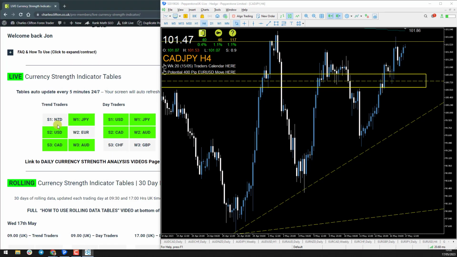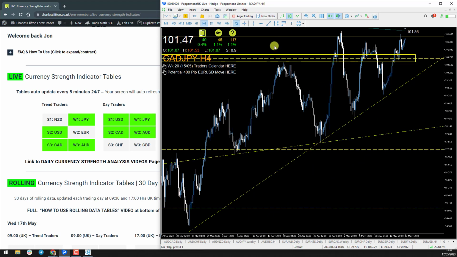So we had our key signal there yesterday with CAD yen being on the tables. What we then did was we came to the chart on CAD yen, and we identified the fact that we came into the support at the 100.75, and I wanted to be long up to the next level of resistance there. So that's how you can use the tables to identify a trade as well.